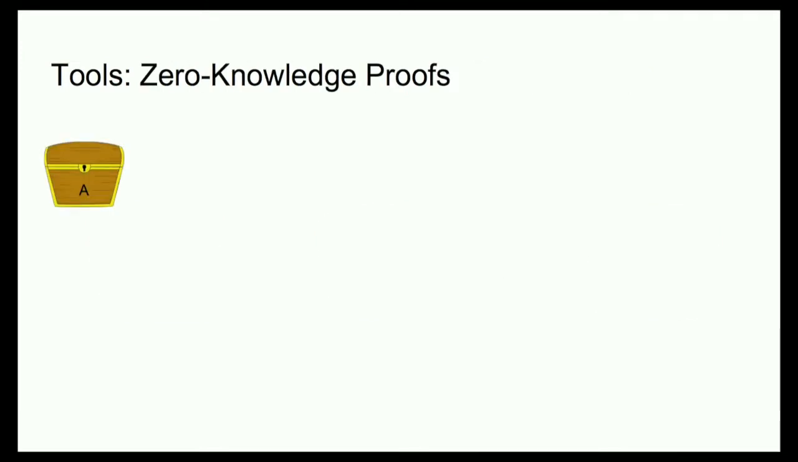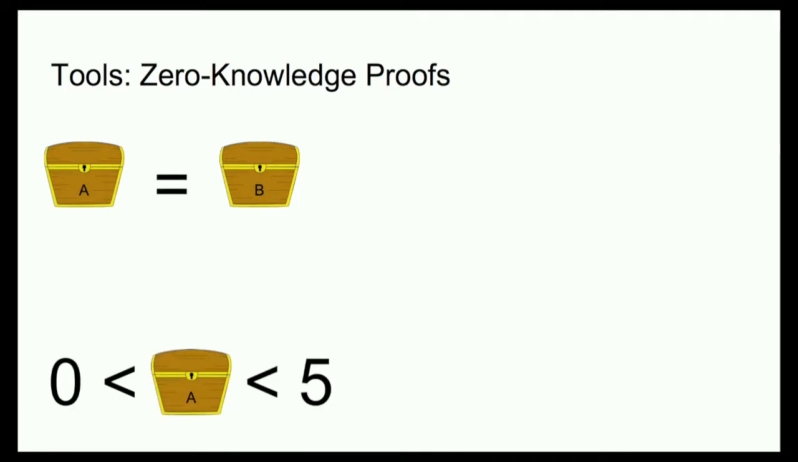Another thing that we're going to use is called a zero-knowledge proof. Zero-knowledge proofs allow us to prove knowledge about commitments without revealing additional information about what the commitments are. So if we have a commitment to value A and we have a commitment to value B, we can prove that these are commitments to the same thing without revealing any additional information about them. Likewise, if a commitment is a commitment to a number, we can show that it falls in some range without revealing what it actually is or anything other than the fact that it falls in this range.